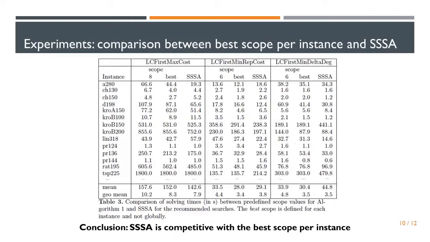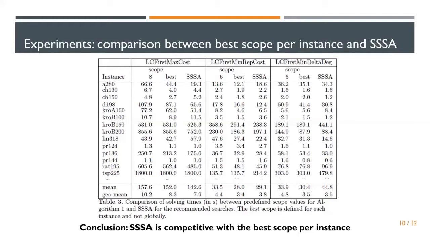A larger set of instances is available in the paper. The average solving times are given in relation to the full set of instances. We notice that SSSA is competitive with the best scope per instance. For example, for LC first min web cost, choosing the best scope per instance gives an average time of 28 seconds on the full set, and SSSA gives 29.1 seconds, which is very close without making any a priori assumption.